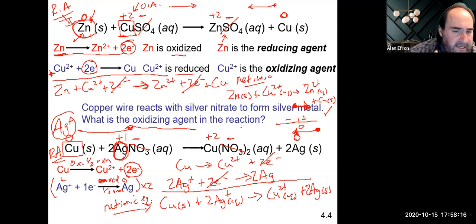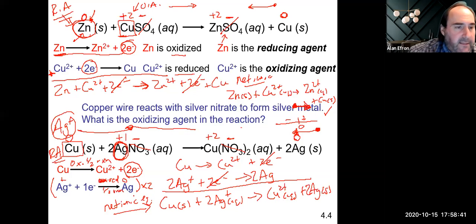So oxidation, something loses electrons. The thing that loses electrons is also known as the reducing agent. Reduction is something that will gain electrons. The substance that is going through reduction is also known as the oxidizing agent. Again, those agents are always found on the reactant side of the arrow. Any questions on any part of that there?